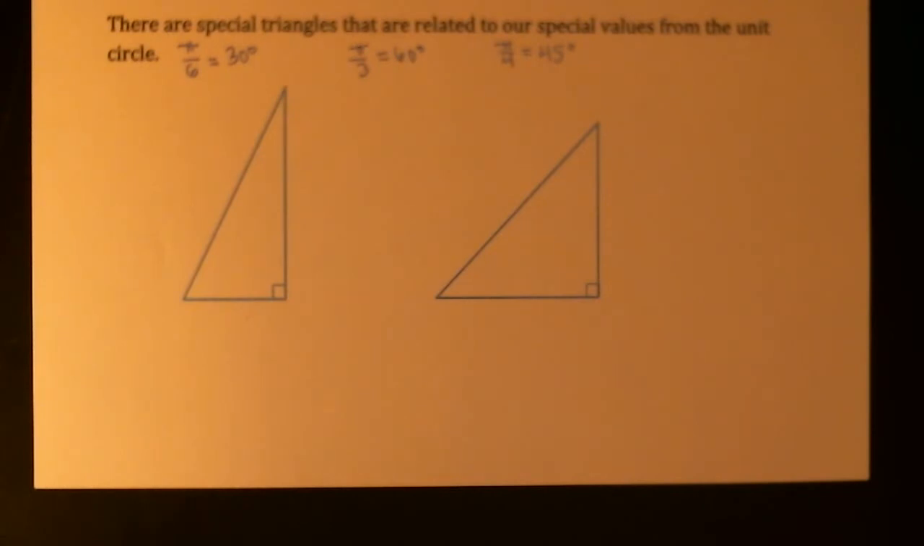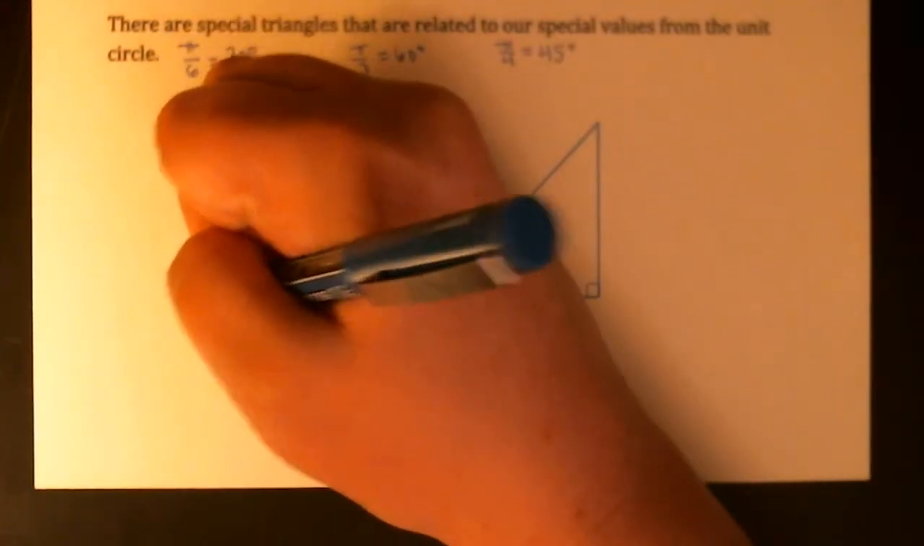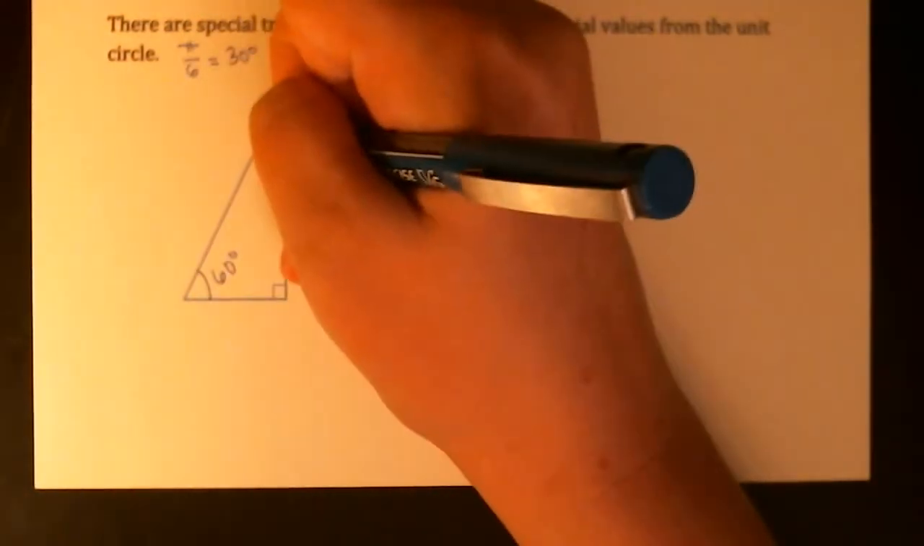Okay, so we want to spot these. If we run into a 30, 60, or 45-degree angle, or any multiple of those, we want to be able to say exactly what sine, cosine, tangent, and so on equals. So no approximate, no calculator, we just know. So we want to look back at these triangles again. So this one is a 30, 60, 90.